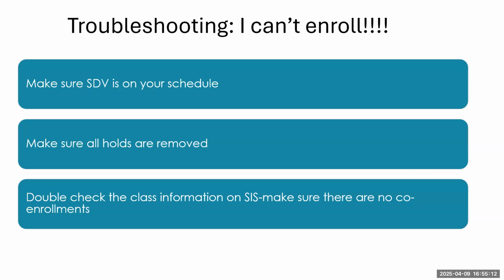So what are some common problems we see as to why you can't enroll? Number one, SDV is the biggest one. You have to make sure that's on your schedule first. Number two, make sure any holds are removed so that you know for sure you're ready to register. And number three, double check the class information at SIS. Make sure there are no co-enrollments listed with that section of the course.